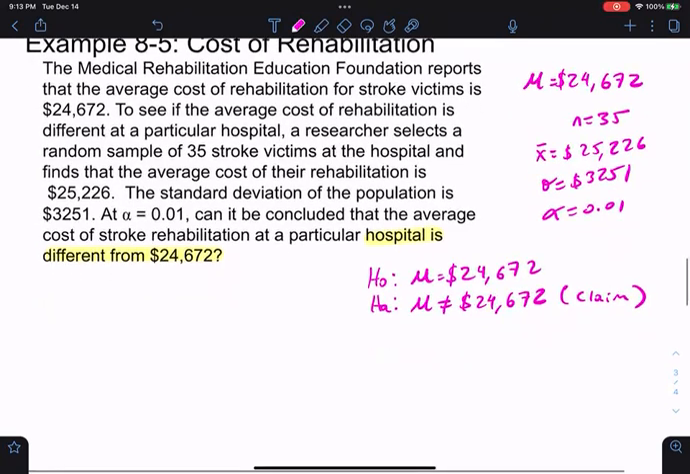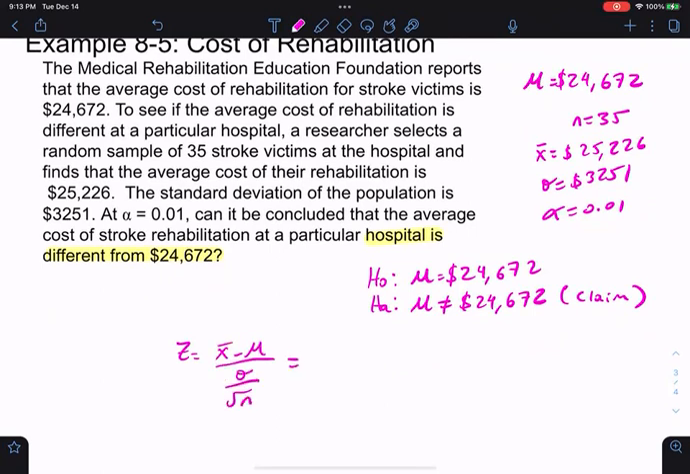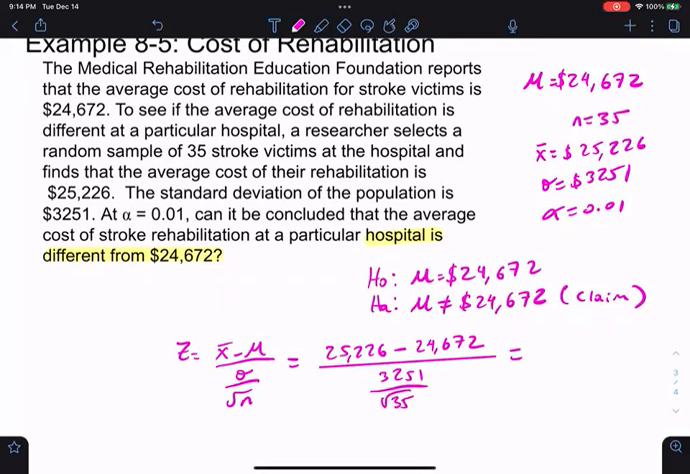Now you know that this is a two-tailed test. So z equals X bar minus mu over sigma over square root of n. X bar equals 25,226 minus the mean, which is 24,672. The standard deviation is 3,251, n is 35, and this is calculator, right, from here. So 25,226 minus 24,672, and then you divide by the standard deviation over the square root of 35, and you get some value, right? You get 1.008, or you can put 1.01.